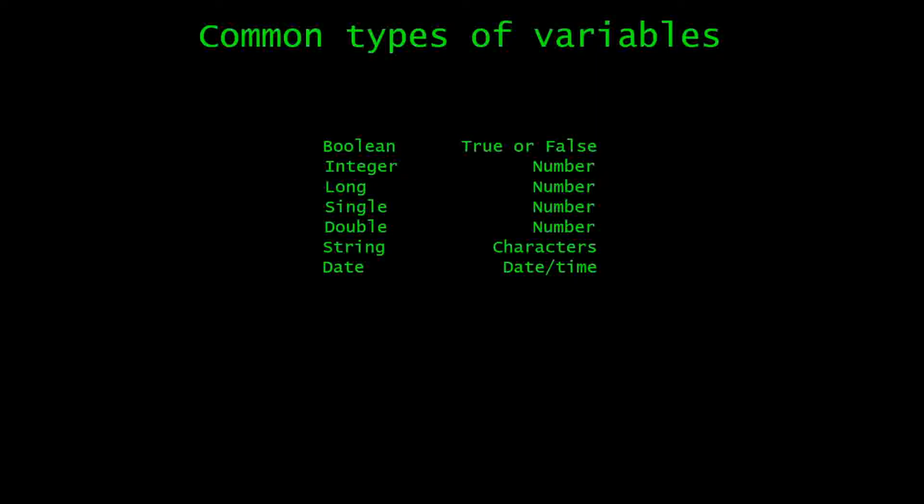While this is not an exhaustive list, the most common variables that you will be working with are string, boolean, date, integer, long, and double. Strings can contain all character types and are very versatile. Integer and long can only contain whole numbers. Single and double can contain decimal numbers. Date can contain dates and times, and Boolean are strictly true or false.